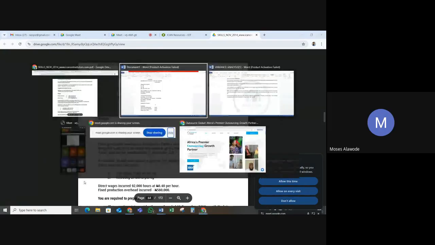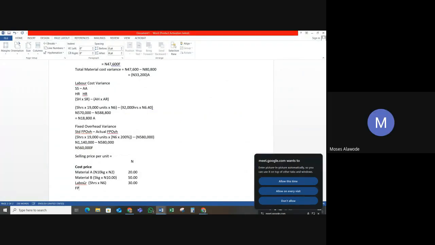So fixed production overhead. How much is fixed production overhead? 5 hours at 12 naira. 5 hours times 12 naira. And that gives us what? 5 times 12 is 60. 60 naira. Any other thing?